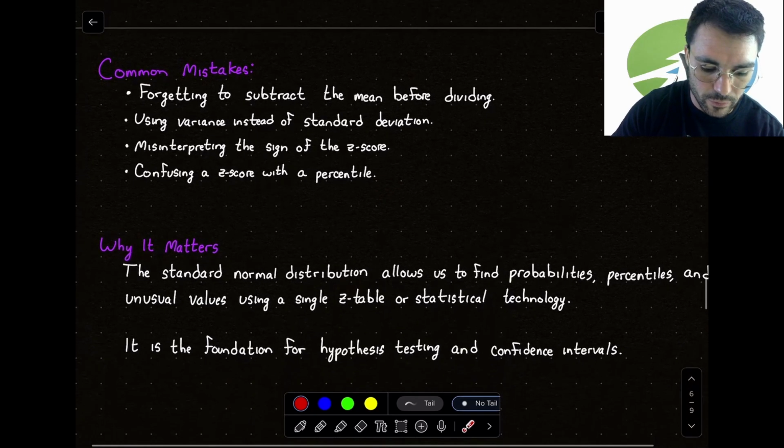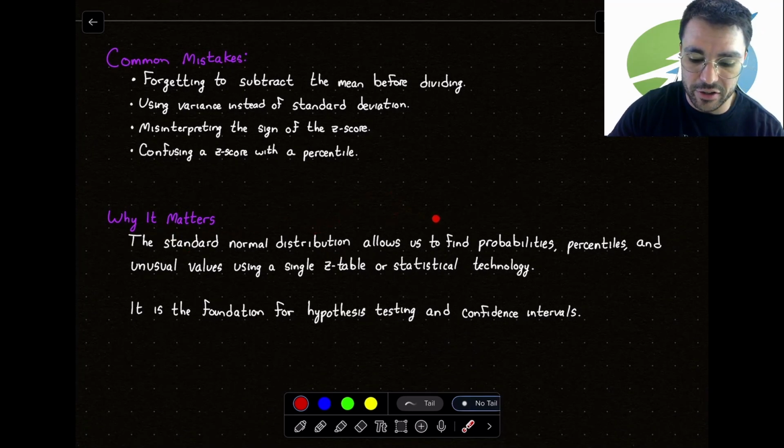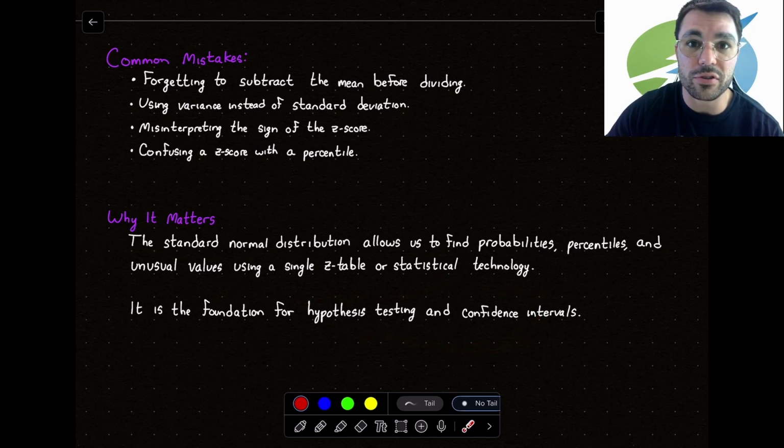Why does this matter? The standard normal distribution allows us to find probabilities, percentiles, and unusual values using a single z-table or statistical technology. It is the foundation for hypothesis testing and confidence intervals, which I know all of the students I work with and all of my viewers are going to go into the field of science when they get older, and these are things we must be super familiar with.